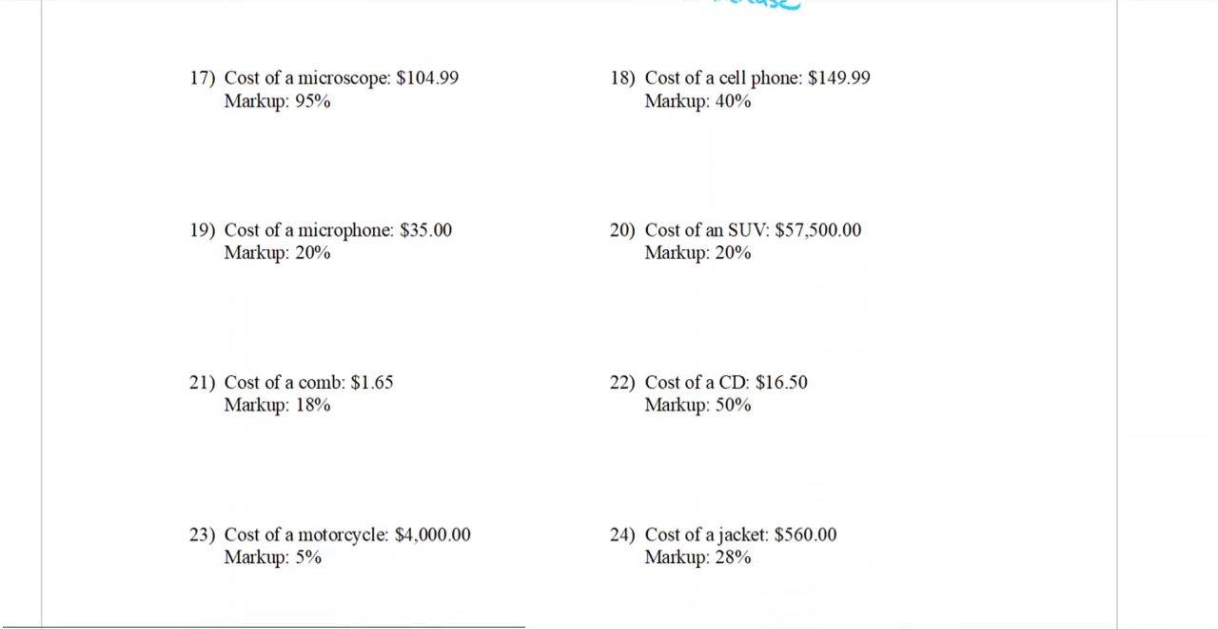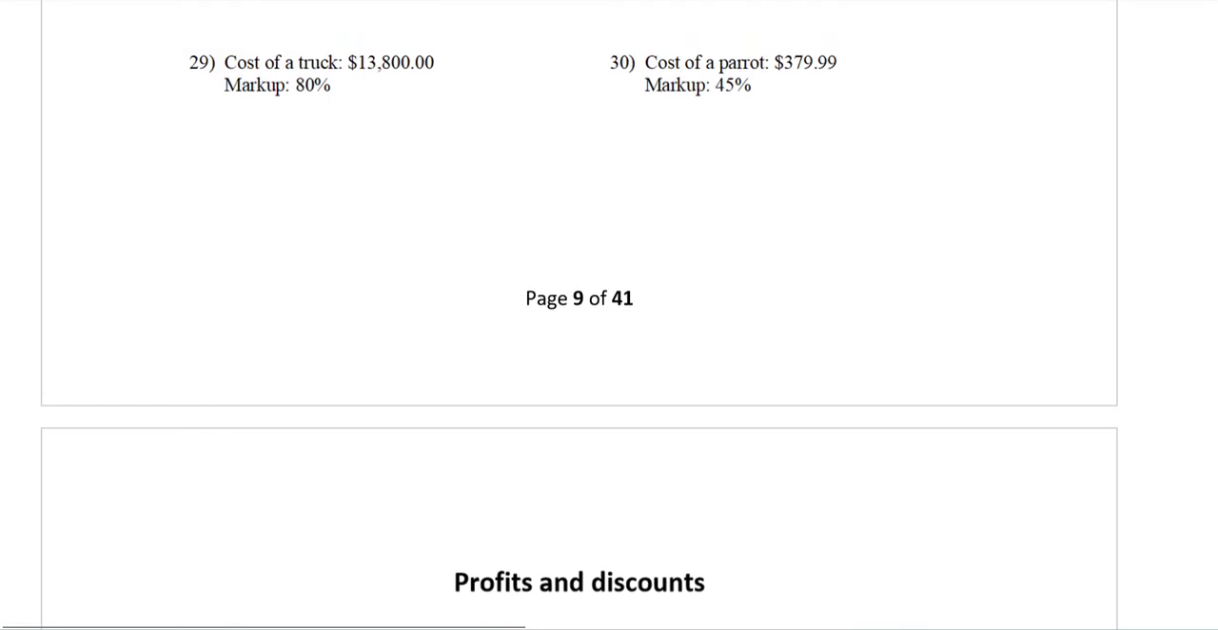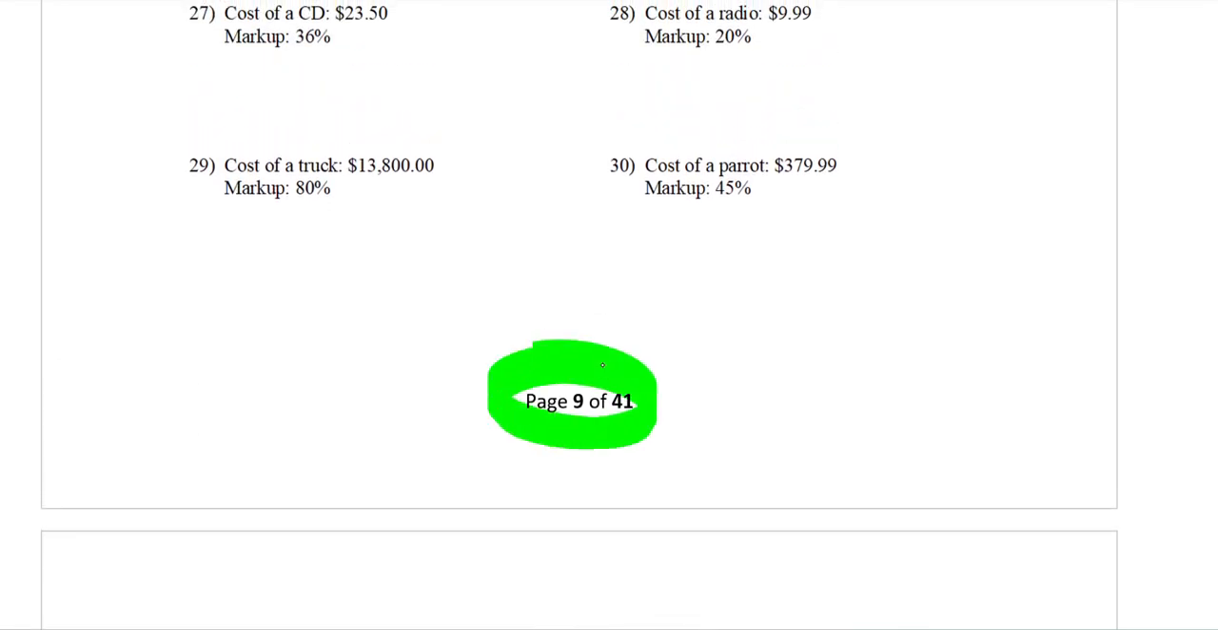Okay, so if you could do all the pages now up to page 9. This is where we want to get to today.